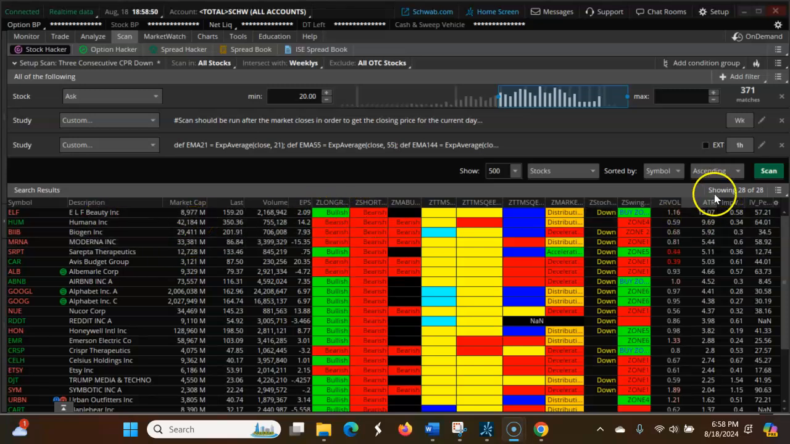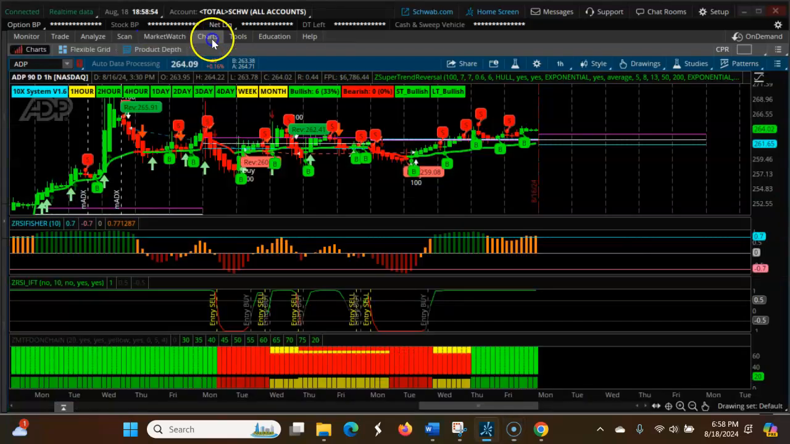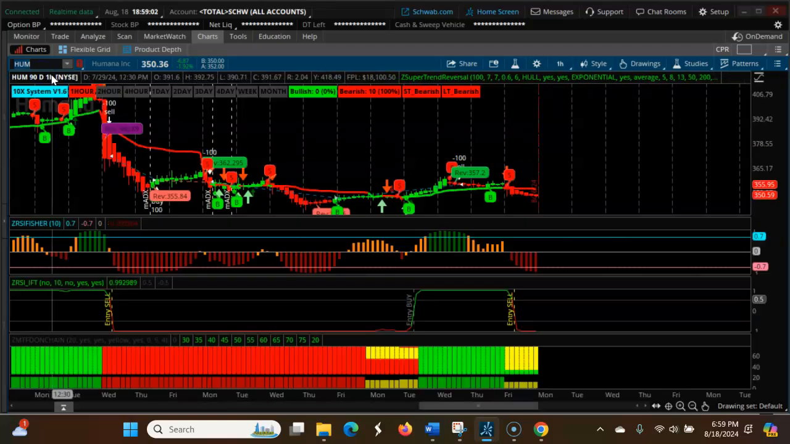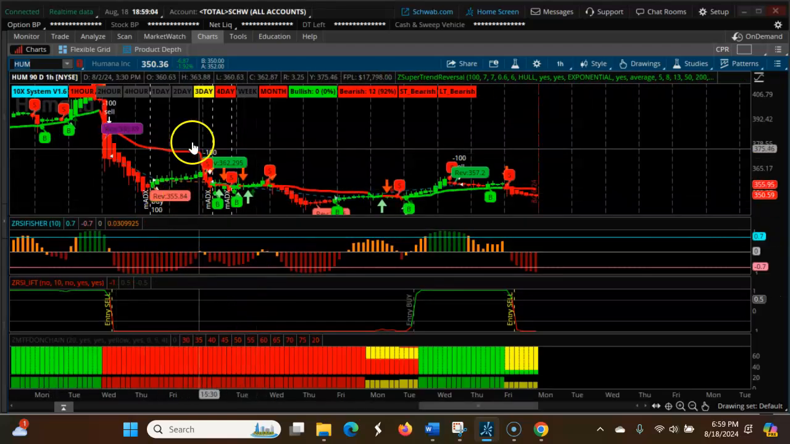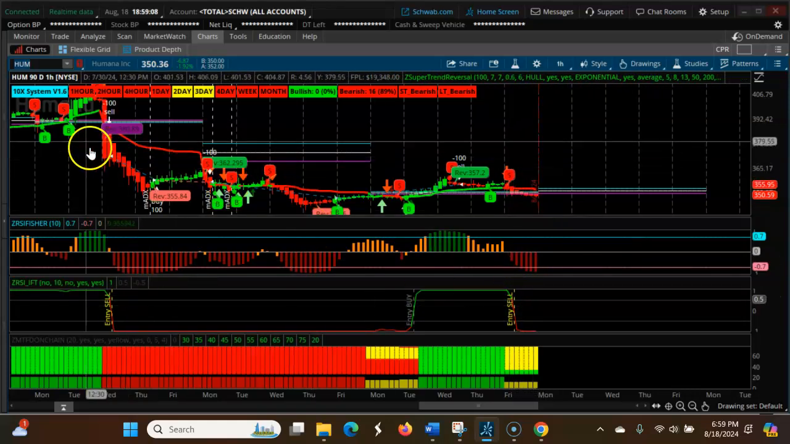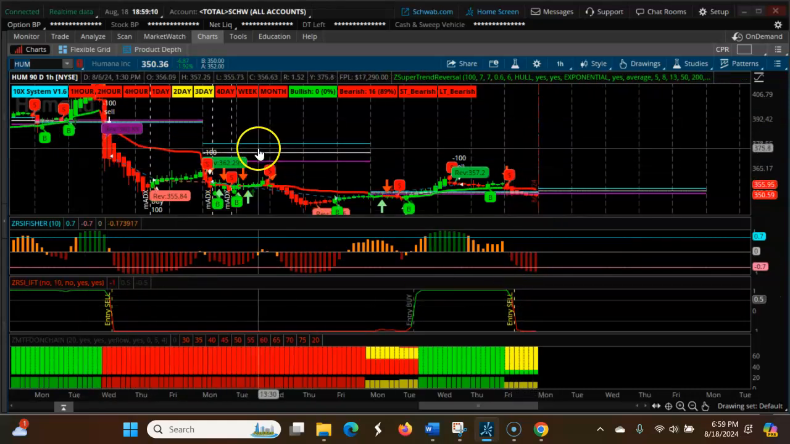Okay, I'm starting with Humana HUM. Let's go to the charts. We are on a weekly time frame. HUM. You can see it's all bearish. You can see downtrending. You can see a sell signal here. So this is a good start to go bearish.